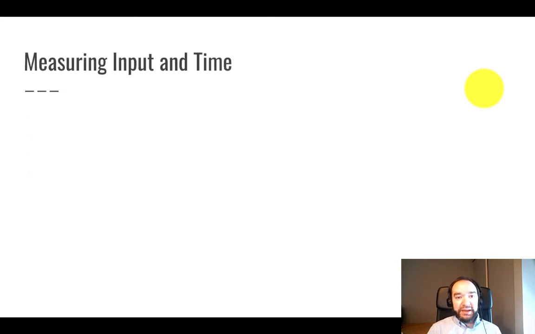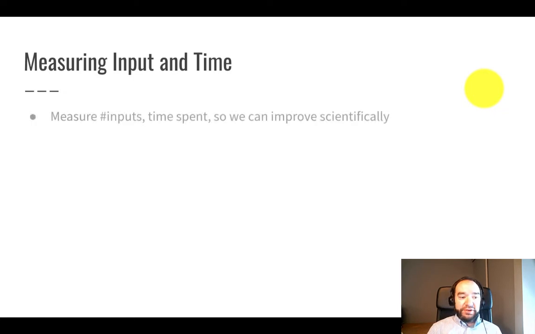The goal is to make scalability happen. That means we want these operations to be fast. In order to do that in a scientific way, we need to measure what's happening. So we measure the size of input into an operation as a number. We also measure the amount of time spent as a number.